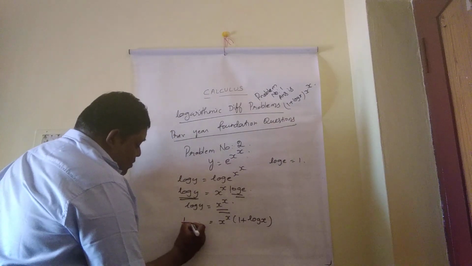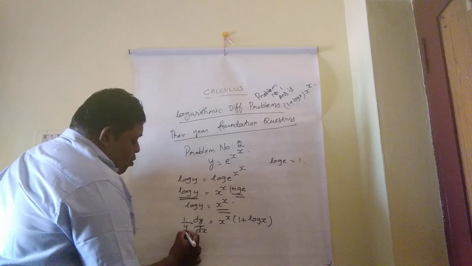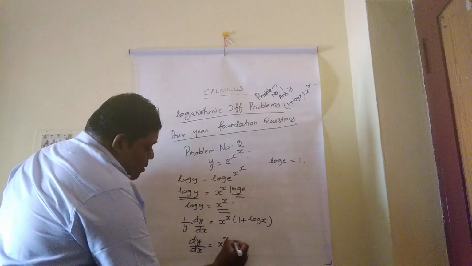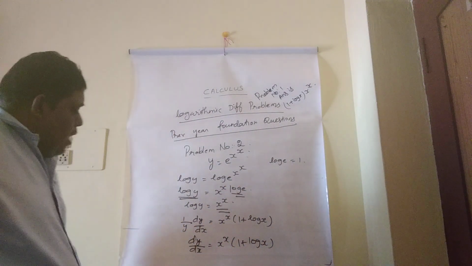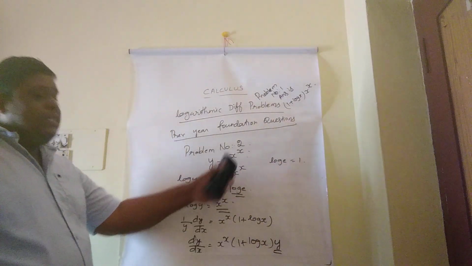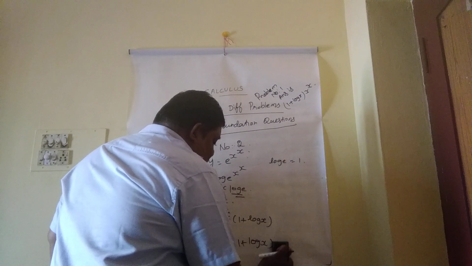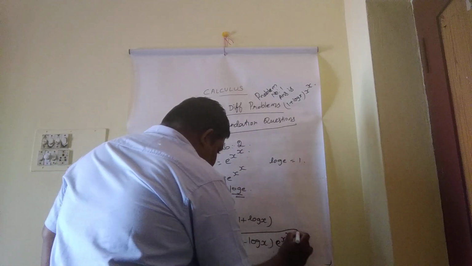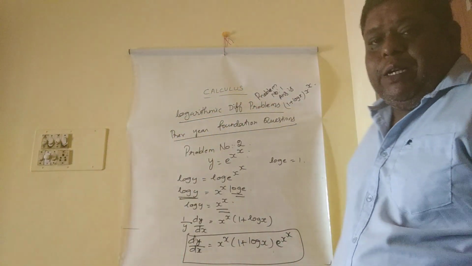Now the derivative of log y is what? 1 by y into dy by dx. So now y comes to this side: dy by dx equal to x to the power x into 1 plus log x into y. So y is equal to what? y is equal to e to the power x to the power x. So the answer is e power x to the power x. Problem number 2.